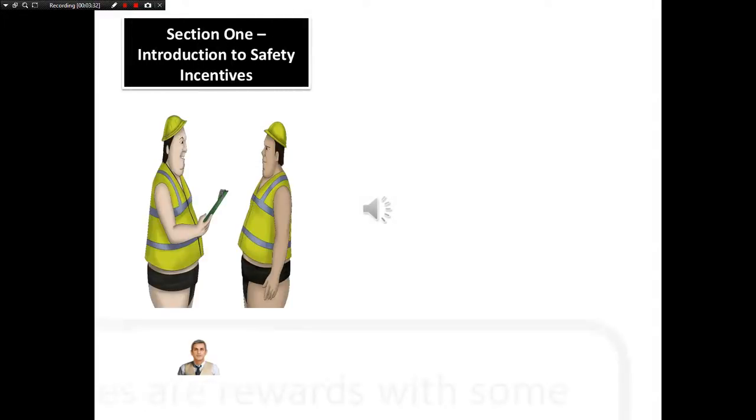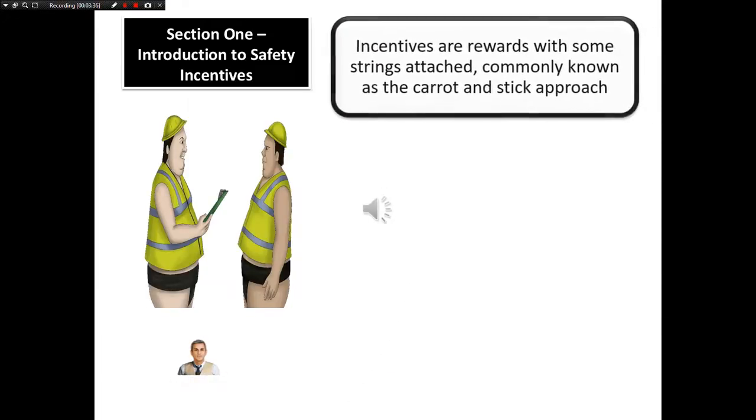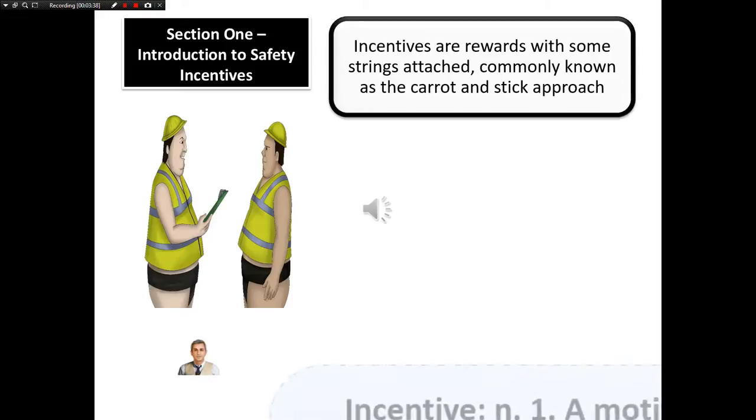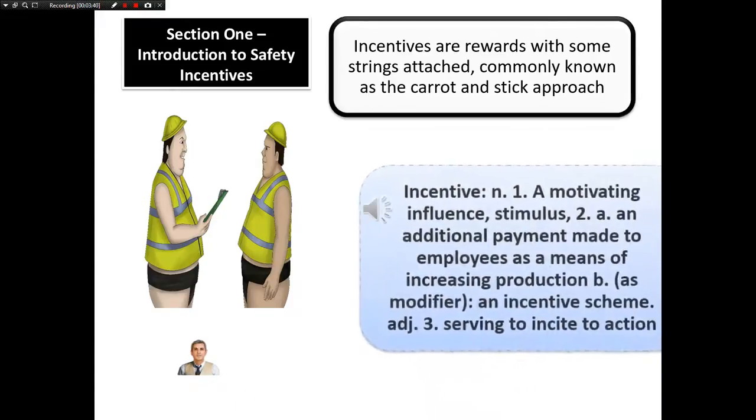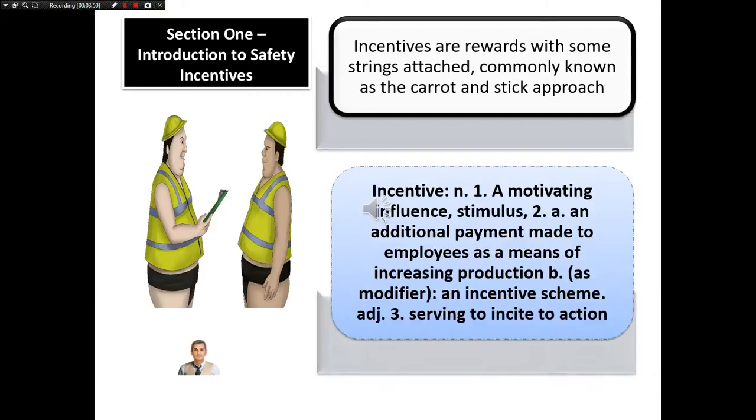Section 1. Introduction to Safety Incentives. Incentives are rewards with some strings attached, commonly known as the carrot and stick approach. Incentive, noun. 1. A motivating influence, stimulus. 2. A. An additional payment made to employees as a means of increasing production. B. As modifier, an incentive scheme. 3. Serving to incite to action.